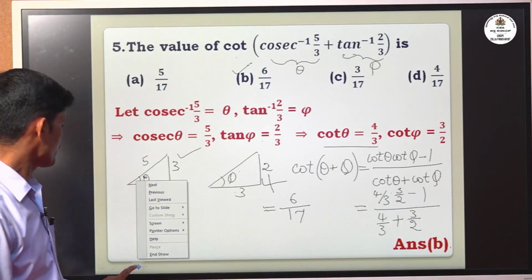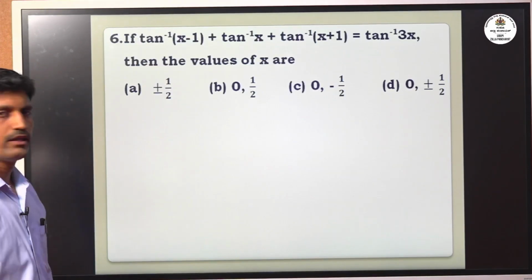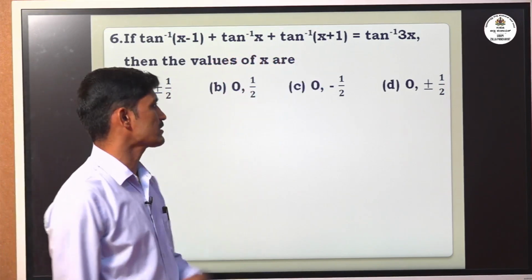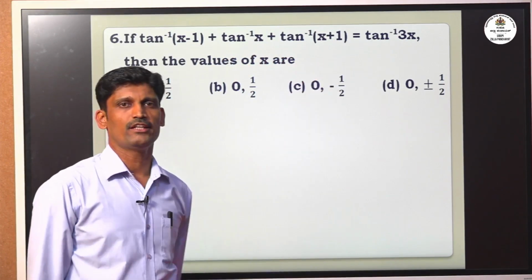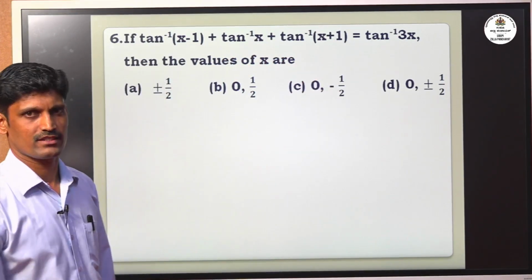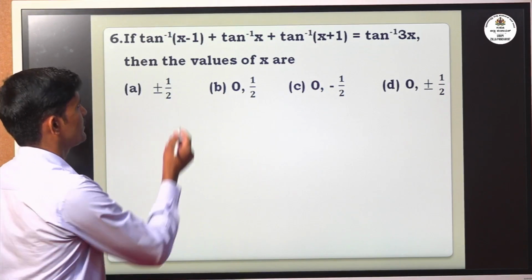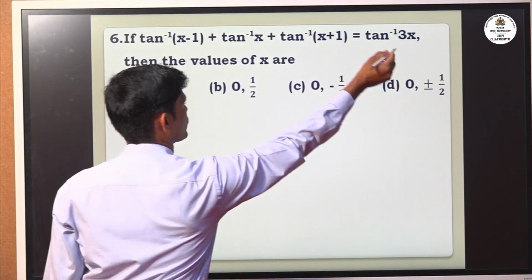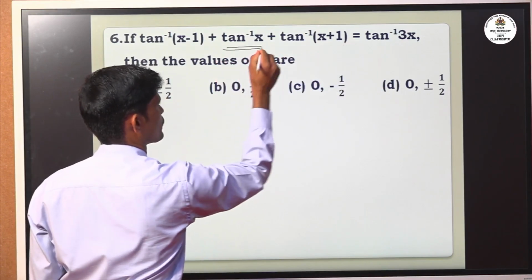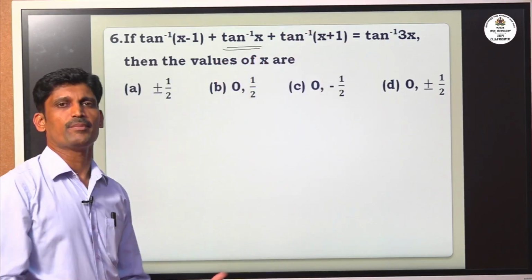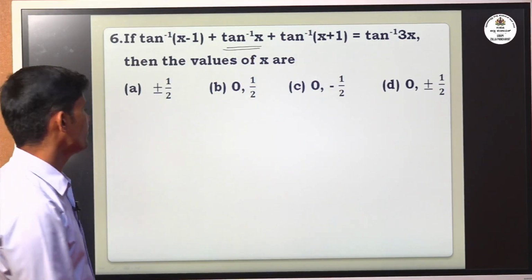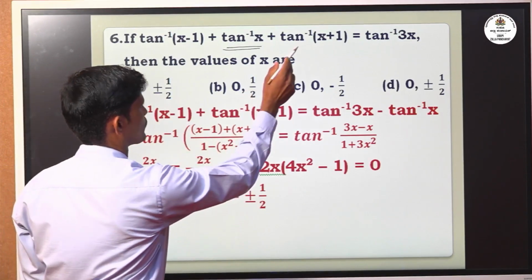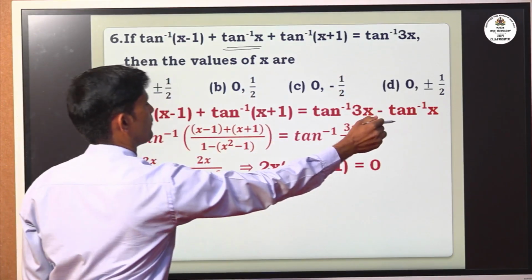Next, question number 6. If tan inverse of x minus 1 plus tan inverse of x plus tan inverse of x plus 1 is equal to tan inverse of 3x, then the values of x are. What are the values of x? Here we have tan inverse of x minus 1 plus tan inverse x plus tan inverse x plus 1 equal to tan inverse 3x. So let us shift this tan inverse x to the right side and then apply the tan inverse x plus tan inverse y formula. Here we can observe tan inverse of x minus 1 plus tan inverse of x plus 1 equal to tan inverse of 3x minus tan inverse x.